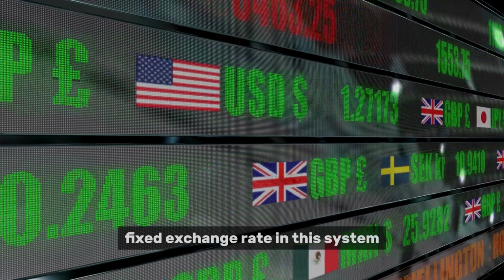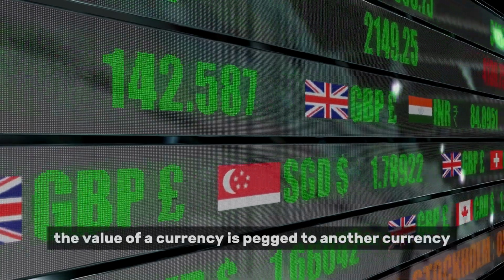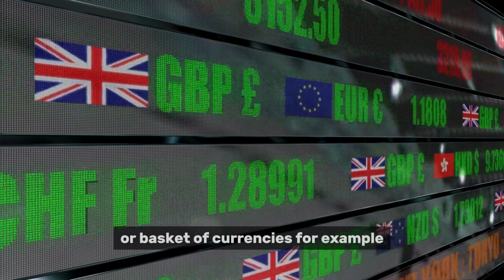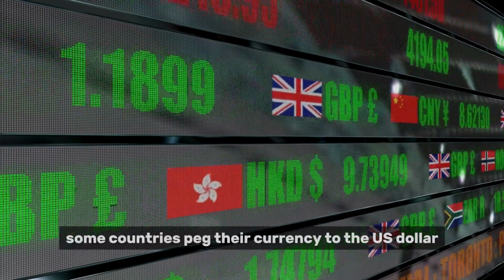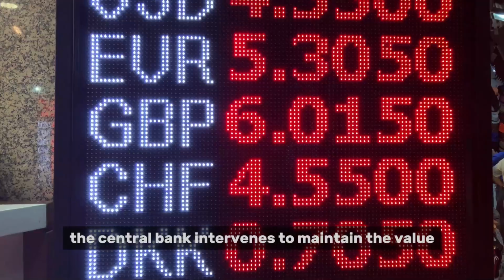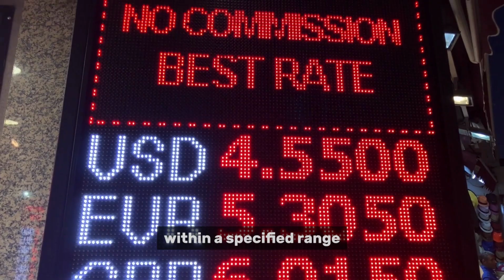Fixed exchange rate. In this system, the value of a currency is pegged to another currency or a basket of currencies. For example, some countries peg their currency to the US dollar to ensure economic stability. In this case, the central bank intervenes to maintain the value within a specified range.